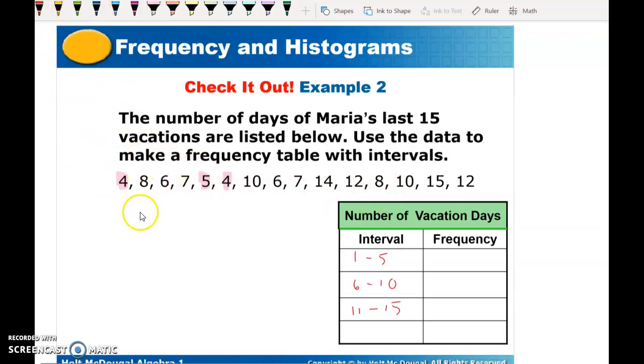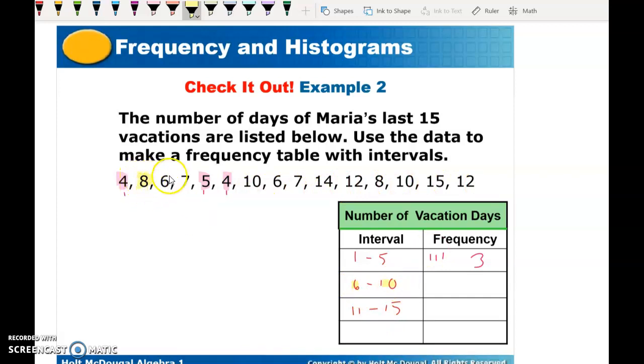So let me get my pen. We have 1, 2, 3. Sometimes we make little tally marks like this. 1, 2, 3. So there's 3 numbers between 1 and 5. Okay. All right, let's do the next interval in yellow. Let's do 6 to 10. So how many of these numbers are between 6 and 10?